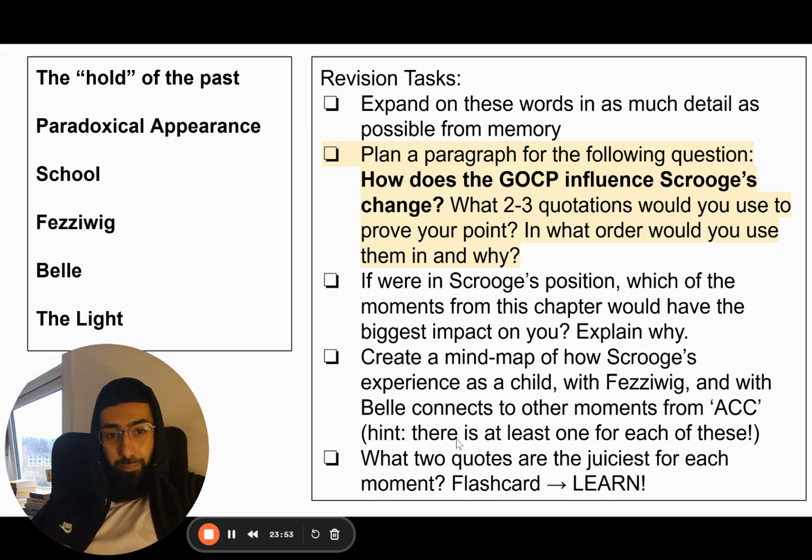And I'll give you a hint. There's at least one moment that links to every single one of these. Every single one. This is a G9 skill. Thinking about the associations and connections between the moments in the text. And finally, if you had to give 2 quotes for each of these moments, what 2 quotes would they be? Put them on a flashcard, test yourself, and learn them.